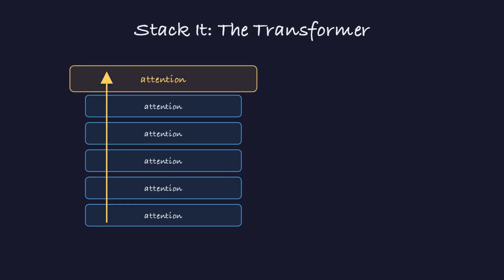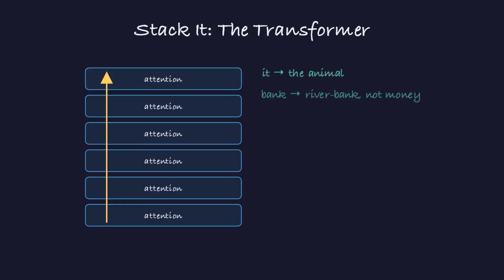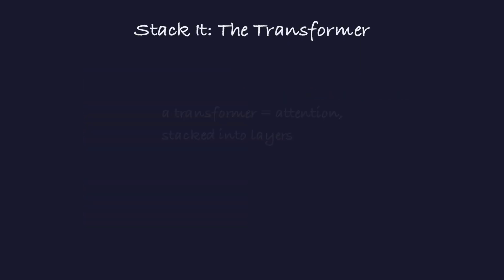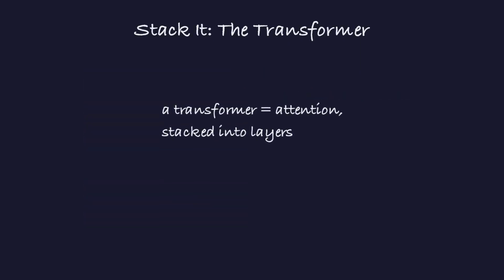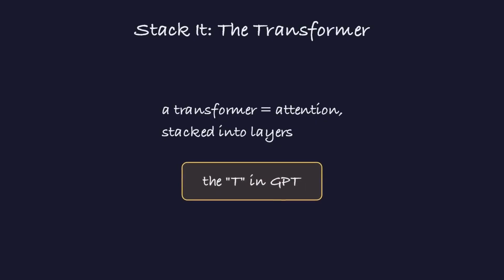By the top layer, each word isn't really a word anymore. It's a word transformed, soaked in the full context. "It" now firmly means the animal. "Bank" definitively means riverbank, not money. That's a transformer. Attention, stacked into layers, each one refining meaning a little more. The T in GPT is literally named after this transformation.